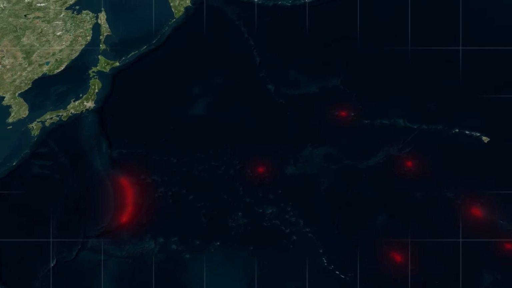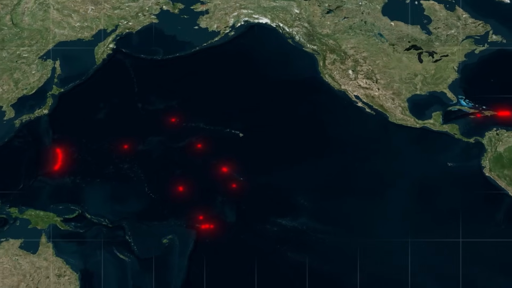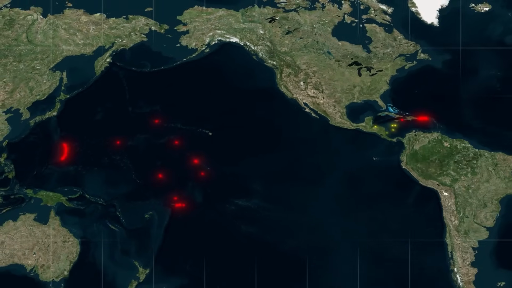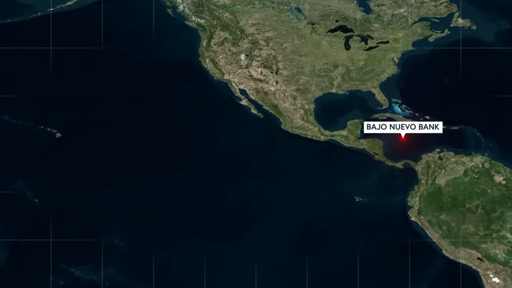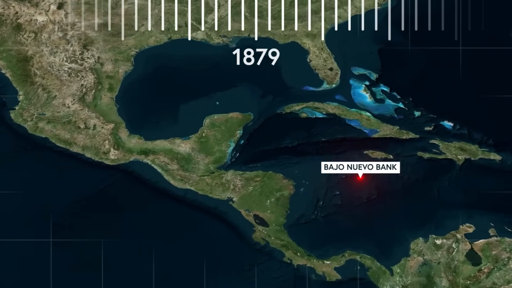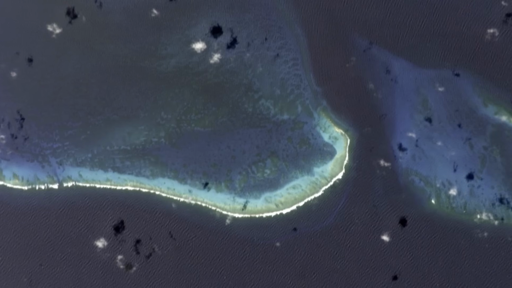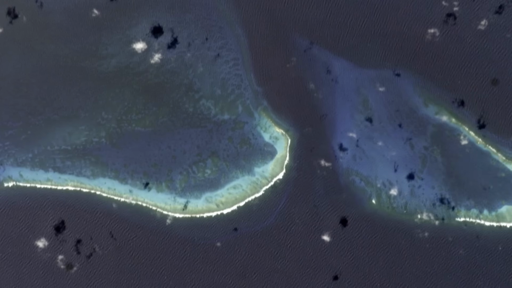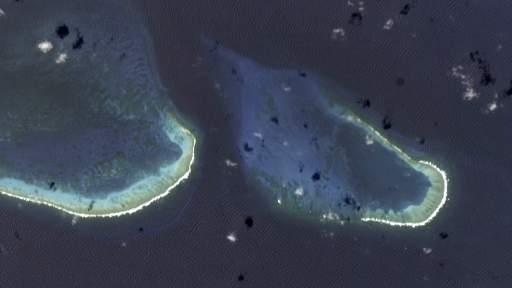Beyond the 14 territories we've discussed so far, it's worth noting that several more territories are disputed former territories. Bajo Nuevo Bank, an uninhabited territory claimed by the U.S. in 1879, is one such territory. The U.S. ceded Bajo Nuevo Bank to Colombia in 1972. The territory was also claimed by Honduras, Jamaica, and Nicaragua.